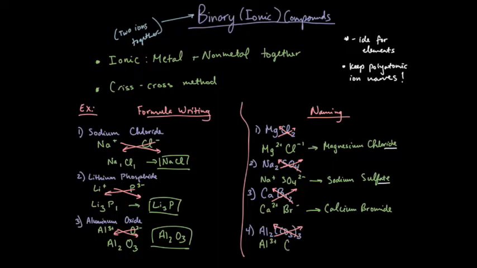In terms of naming, you're going to crisscross those subscripts back up to the top to get their oxidation charges, so that way you're able to figure out what elements they are. It's a little easy when they only have one oxidation state. And so you could take a look at those bottom 2 examples, try them on your own, and you'll get calcium bromide and aluminum carbonate as your names.